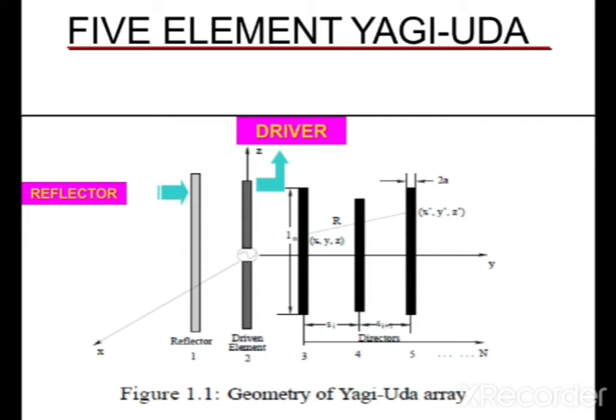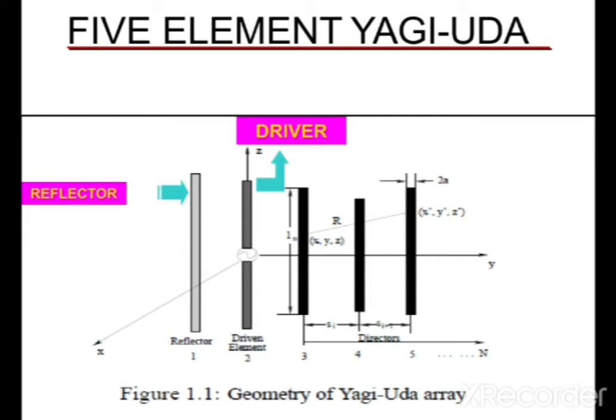Just see in this figure the 5-element Yagi-Uda antenna. Already I told, one reflector is a must, one driven element or driver or dipole is a must, and the other directors will vary with respect to the design aspects. So if you want to design a 7-element Yagi-Uda antenna, 5 directors, 1 dipole, 1 reflector. A 5-element Yagi-Uda antenna has 3 directors, 1 driven element, 1 reflector. Like that. This is the geometry.